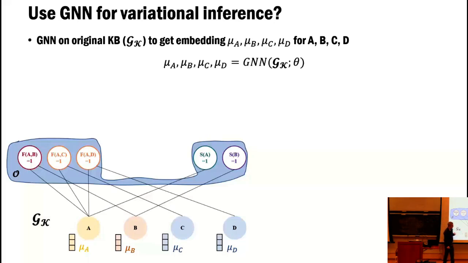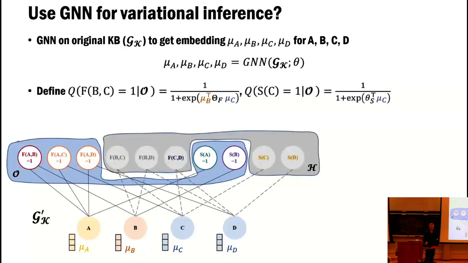And then hopefully entities which have the same connectivity information get similar embeddings. In this case, you can see that C and D are actually equivalent in some sense, because C is connected to the factor FAC, and D is also connected to the factor FAD. In terms of graph structure, they are equivalent. Once you have this embedding, you can define your posterior distribution this way.